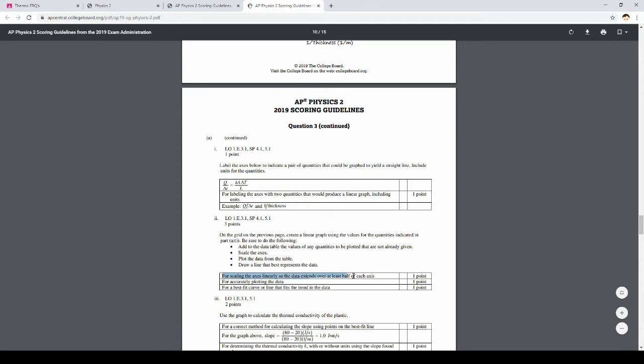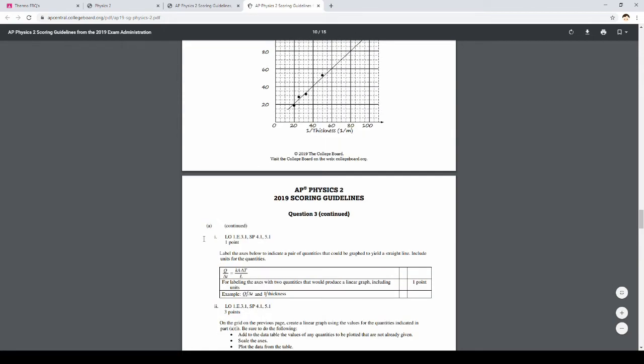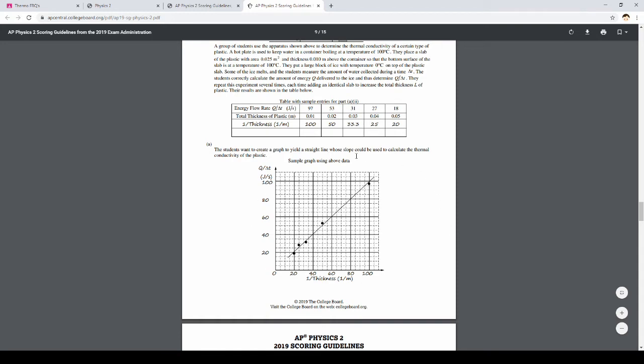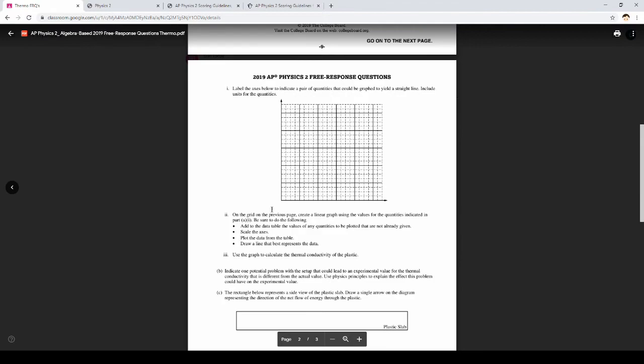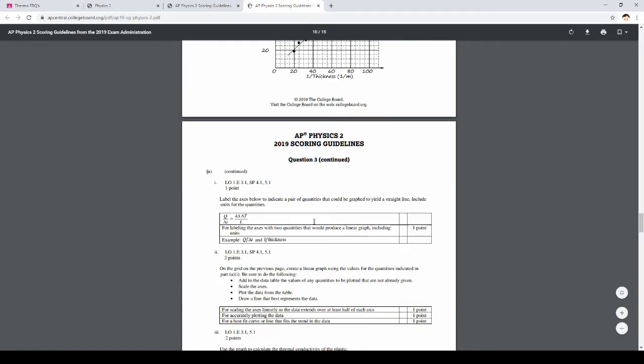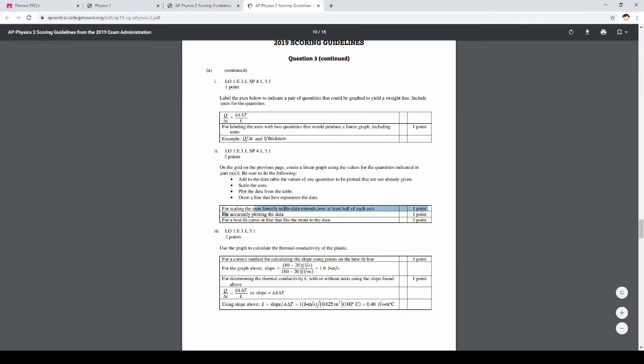So scaling your axes linearly so it extends at least halfway over each axis. Make sure that you're including the entirety of the graph paper provided. Make sure that you accurately plot your data and then draw your line of best fit.